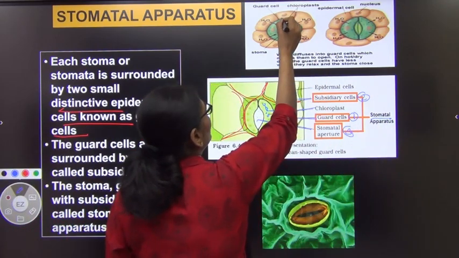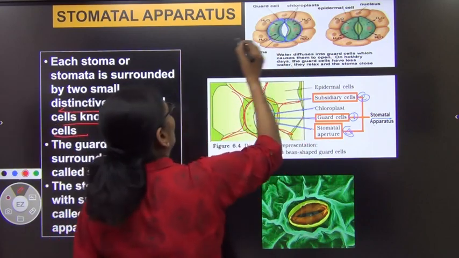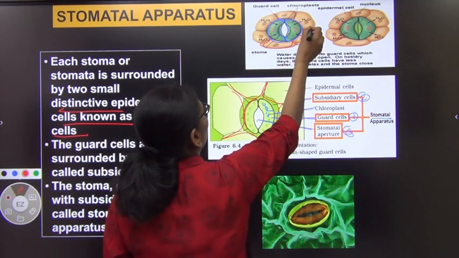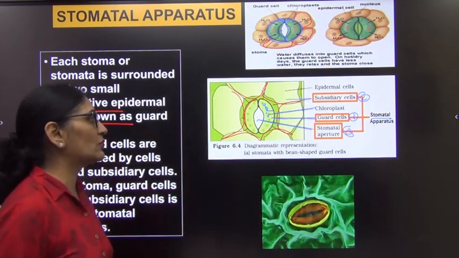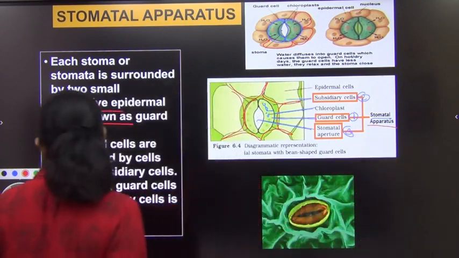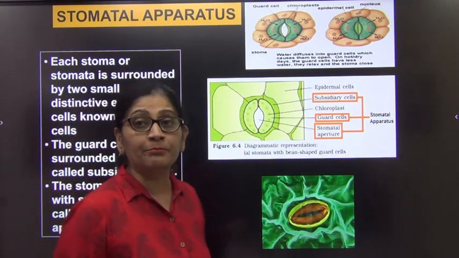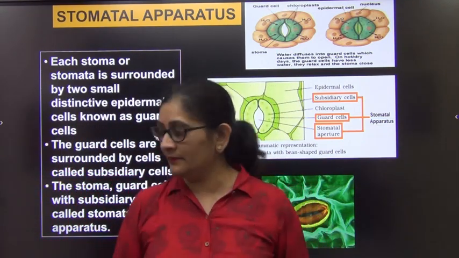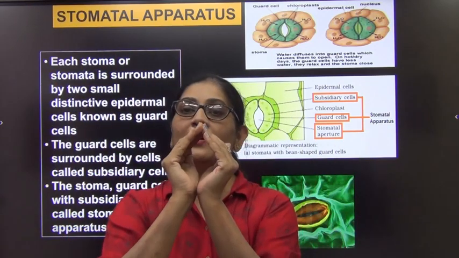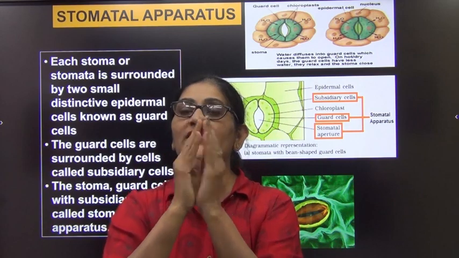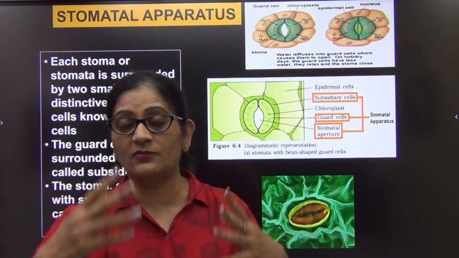See here, this is your guard cell, right? Now these are your subsidiary cells, and this aperture is the stomata, and the entire structure is known as the stomatal apparatus, right? So we have learned the structure of stomata. When the stomata is open, we have gaseous exchange and loss of water, and when the stomata is closed then there is no gaseous exchange or transport of water or transpiration.